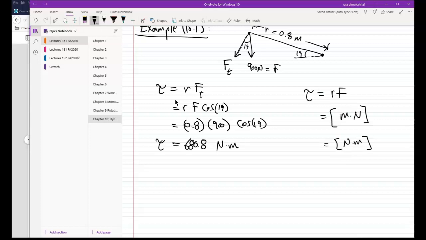Now, what is the direction? This is basically the magnitude of the torque. What is the direction of the torque? Remember, the direction of the torque is always either clockwise or counterclockwise. That's it. There's nothing in between. Unlike force, which could be right, left, up, down, whatever. But the torque, because it's a rotational dynamic, is going either clockwise or counterclockwise.